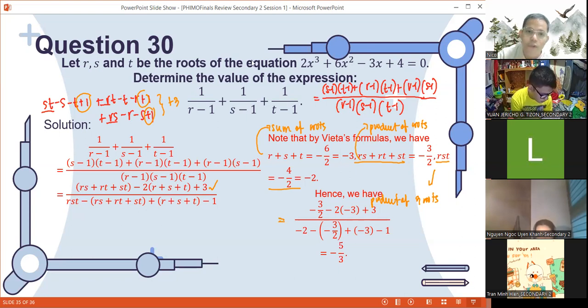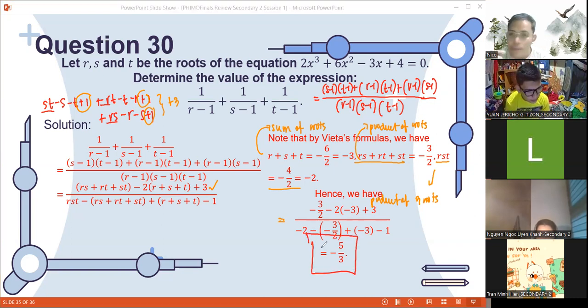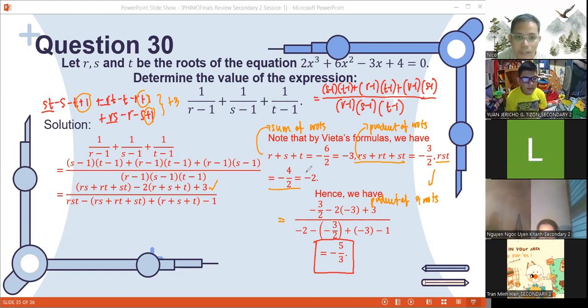So I think some of you don't know Vieta's formula yet, right? Because what we usually do on Vieta's formula is that we only have 2 roots, okay? But in here, there are 3 roots, which is R, S, and T, right? So if you don't do that, it will take us a lot of time.